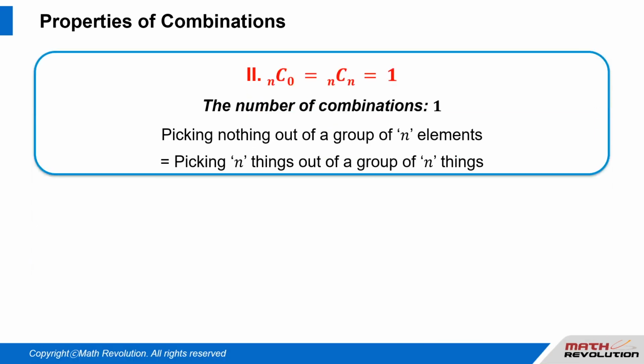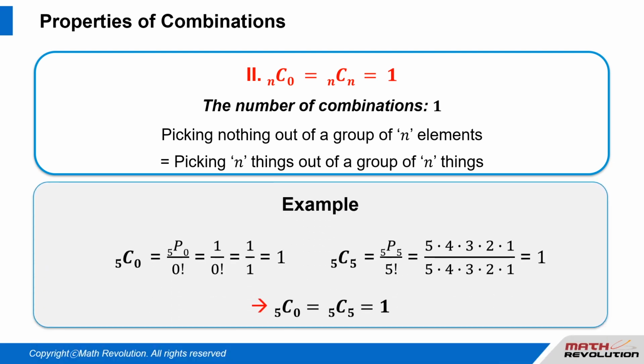2. The second fundamental property tells us picking nothing out of a group of n elements, or picking n things out of a group of n things, both result in exactly one combination. N choose 0 equals n choose n equals 1. Example: 5 choose 0 is equal to 5 choose 5.